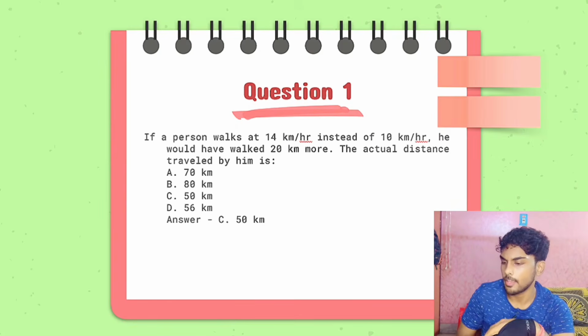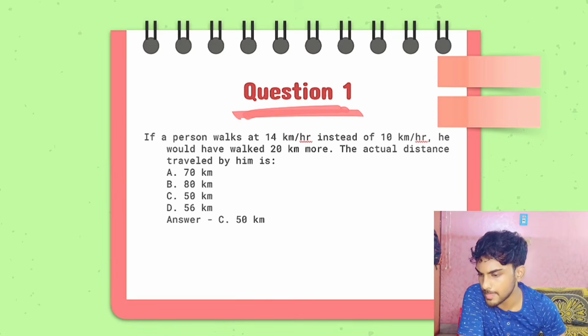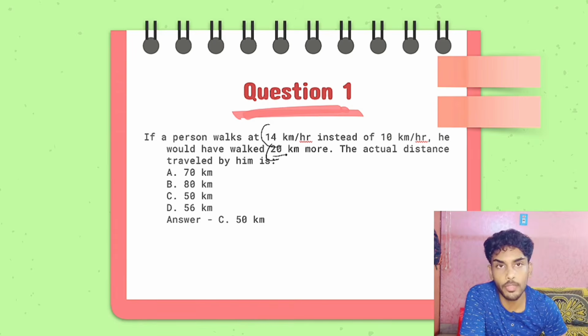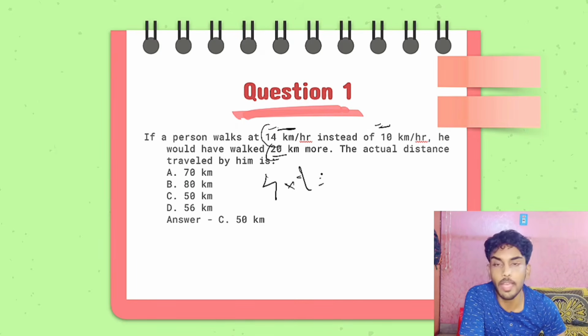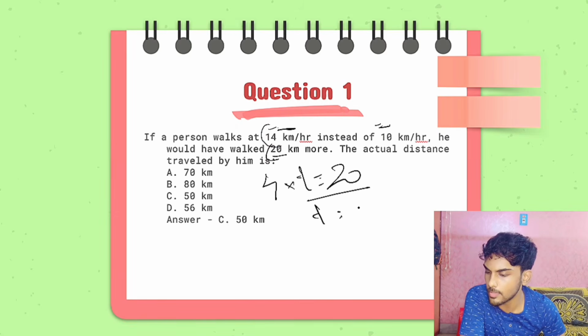So to the solution, just by seeing this, we need to understand the difference in speed is given. Basically, 20 kilometers he could have walked more if he walked with this speed instead of this, right? So first of all, 14 minus 10 is 4. 4 is the difference in speed. Speed into time is distance. So the distance of difference is 20, so t is equal to 20 by 4, which is equal to 5. So 5 is the difference in the time.